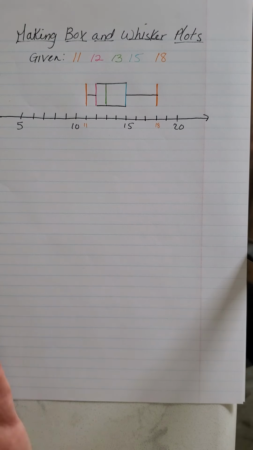I just take those numbers and I make lines and then I make a box and draw my whiskers, and that's all there is to it. You don't have to do anything else. And you're not really going to be doing a lot else in this assignment or in the next assignment. You're just going to practice drawing these.